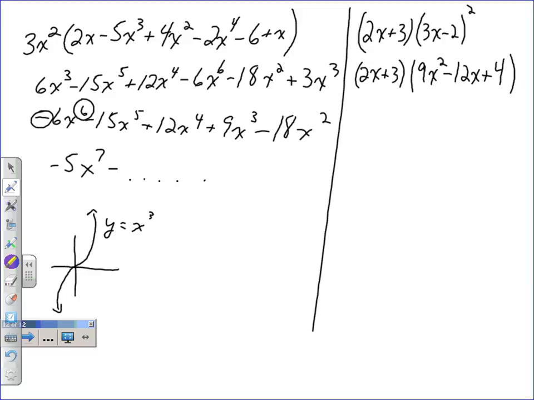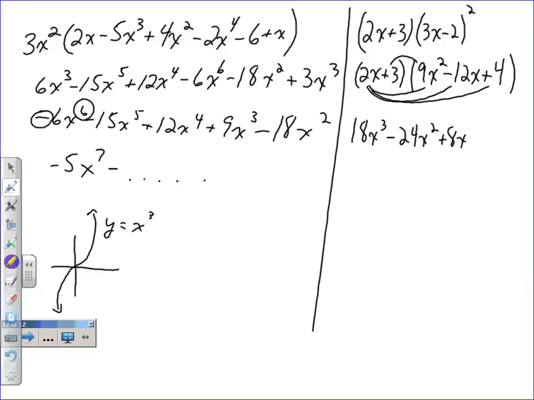Do we know how to do that? What do you think, Olivia? I think you do 2x times everything in it. 2x, perfect. 2x times everything, and then 3 times everything. So 2x times 9x squared will give me 18x cubed. 2x times negative 12x is negative 24x squared. And 2x times 4 is 8x.